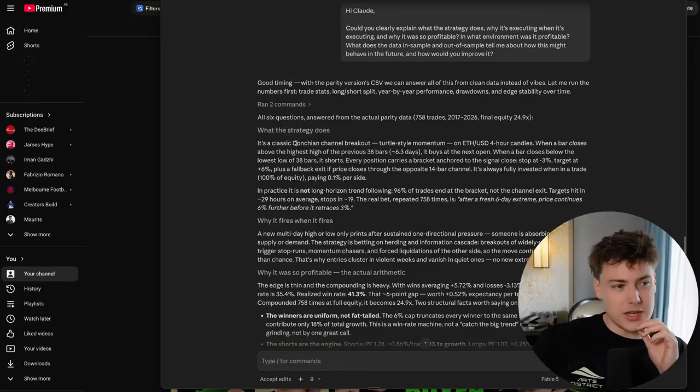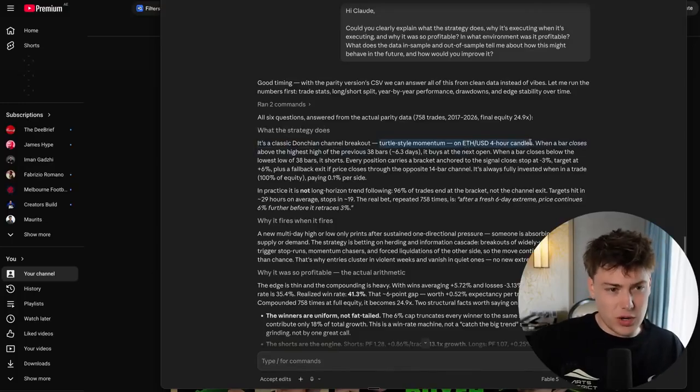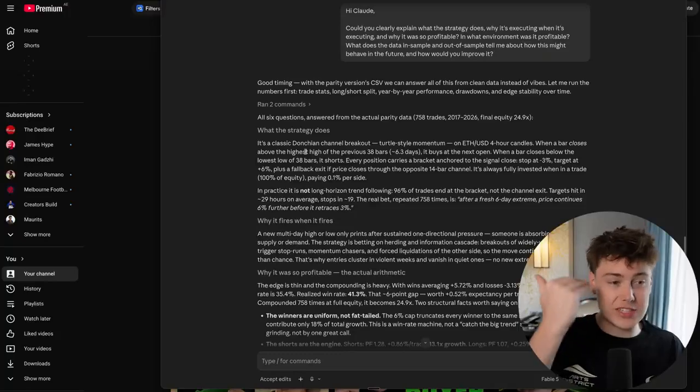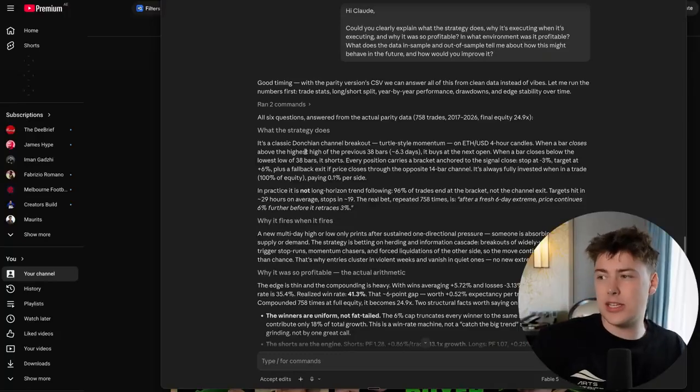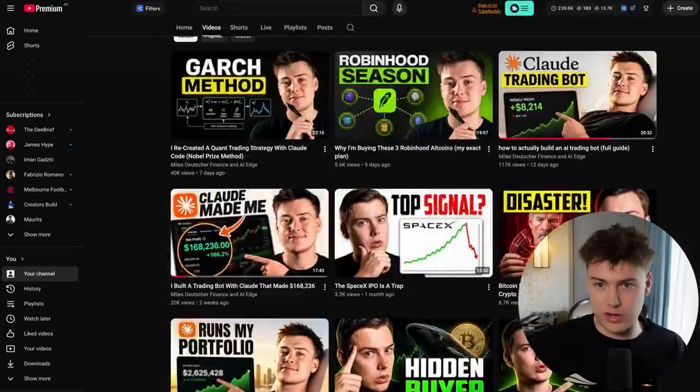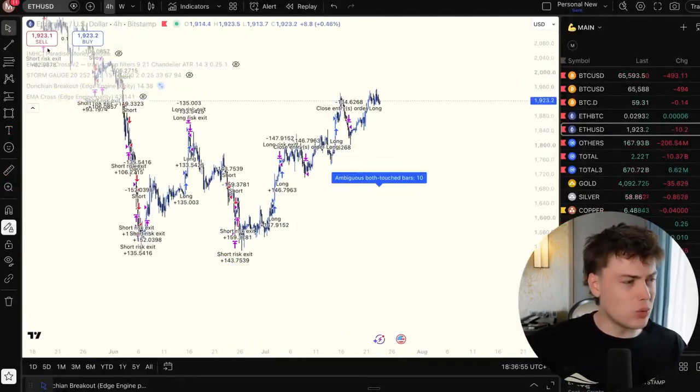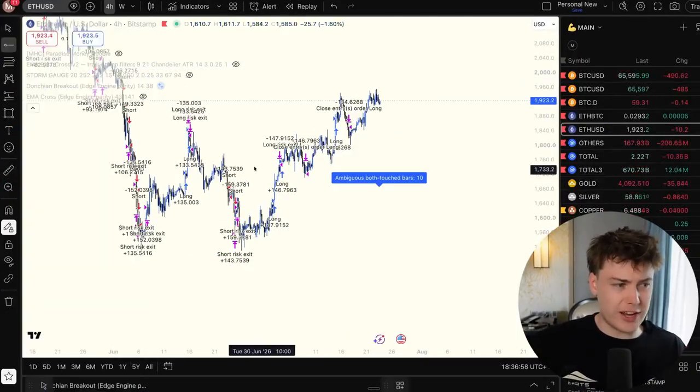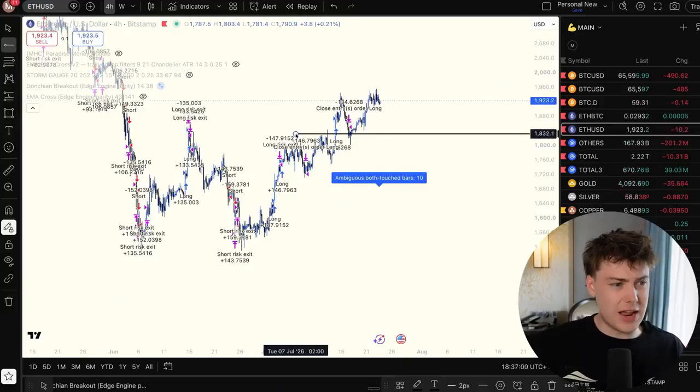It's a classic Donchian channel breakout, turtle-style momentum on ETH 4-hour candles. When a bar closes above the highest high of the previous 38 bars, it buys at the next open. This is interesting because a lot of you probably trade similarly. Even if you're a discretionary trader, something you probably do is identify the prior high, wait for a close above, and then you're long.